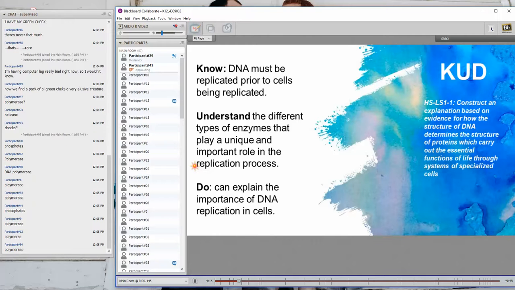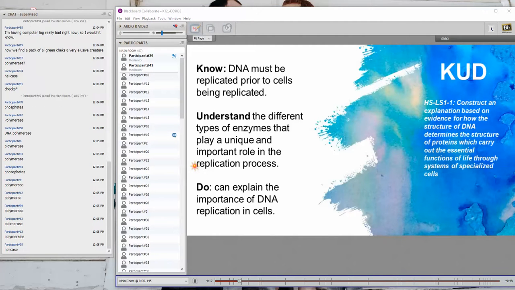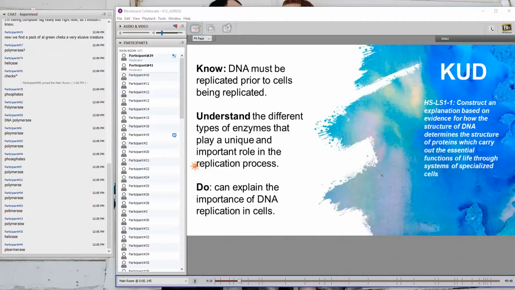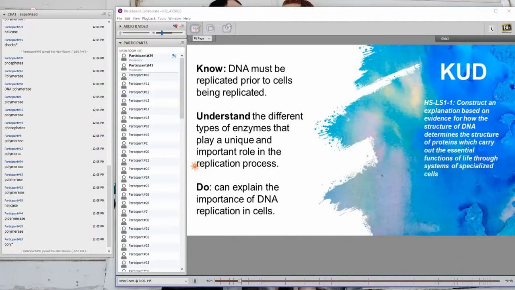Remember, you guys, phosphates are not enzymes. Phosphates are their own structure. It's like an element structure that's on the sides of DNA, but at least you're in the ballpark, okay?